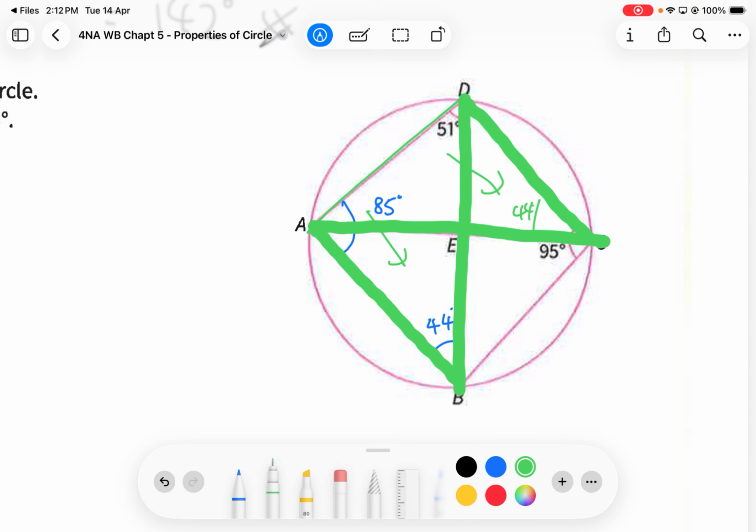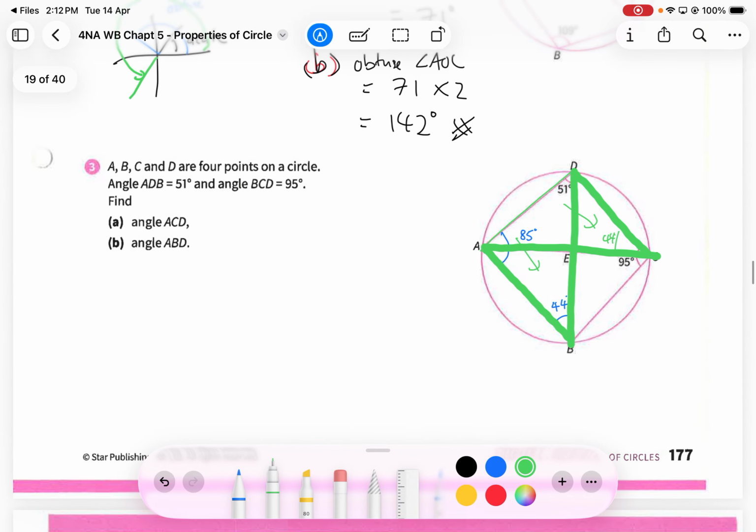Okay? This one is your number 2 on this page. Angle C and angle D, same angle. Okay? So ACD is also 44.